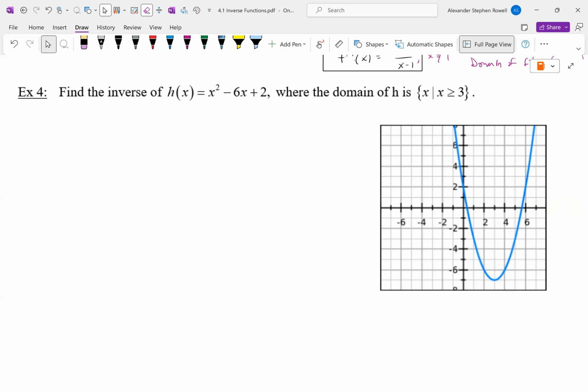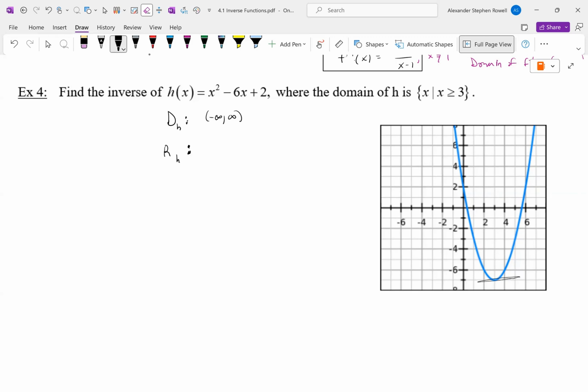What is the domain of H? Can I use this notation, domain of H? We've used this before, right? What's the domain of any parabola? Good. All real numbers, yes. What is the range of H?